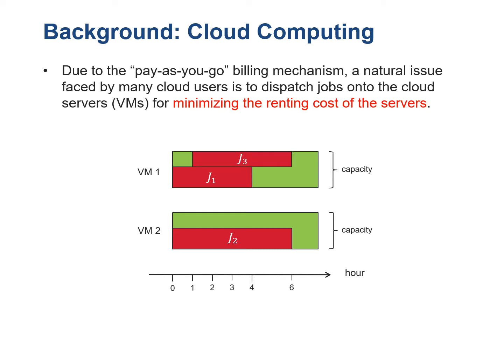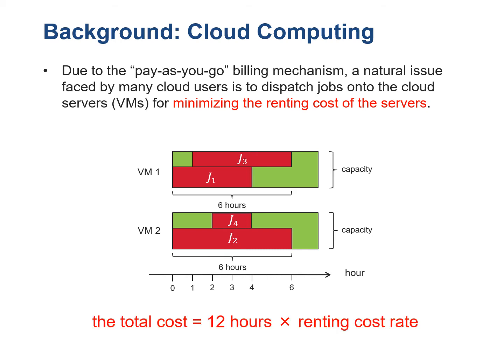And later, a third job arrives, and then the first job also arrives. One trivial dispatching solution could be like this. In this way, I have to pay a total cost equal to 12 hours times the renting cost rate to Amazon. On the other hand, I could change my dispatching strategy like this to save some cost very easily. So this suggests that a good job scheduling strategy can indeed help minimize the cost to rent the virtual machines under the pay-as-you-go billing mechanism.